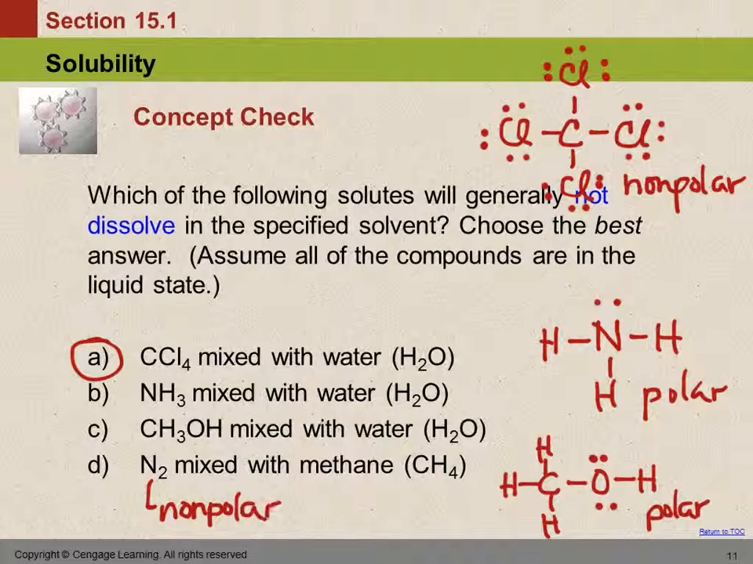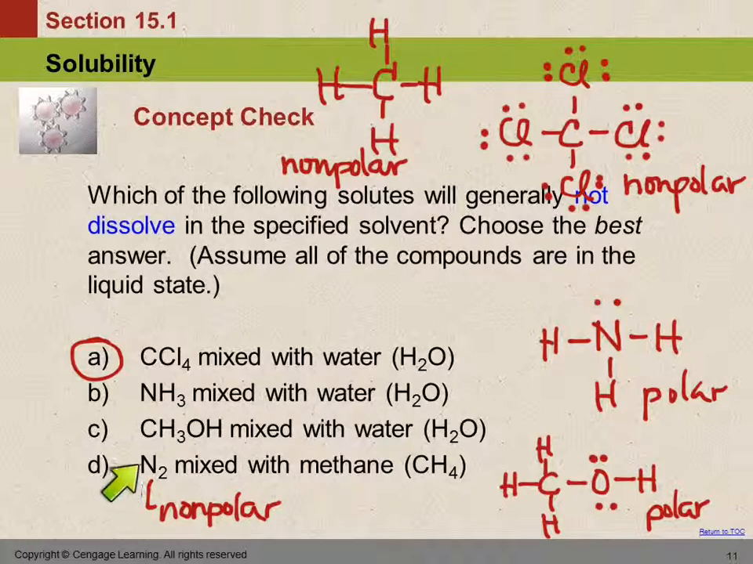And now we're not talking about water, we're talking about methane. I'm going to go back up to the top where I've got a little room. Methane is carbon with 4 hydrogens bonded to it. What do you think, polar or nonpolar? Nonpolar. It's nice and symmetrical, just like this guy. There's no lone pairs to mess things up on the central atom. So this is a nonpolar solvent.